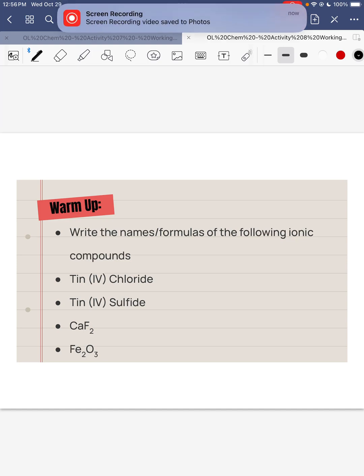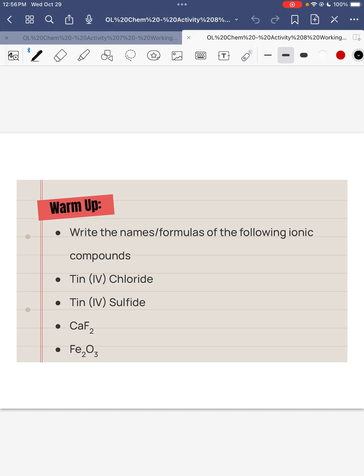Hey y'all, in this video we're going to be naming with polyatomic ions. This is activities 8 and 9 in your practice packet. Here we're going to write the names and formulas of the following ionic compounds as a warm-up.